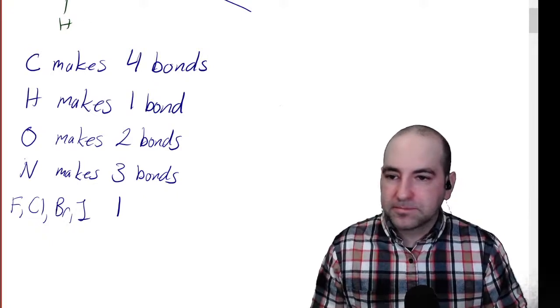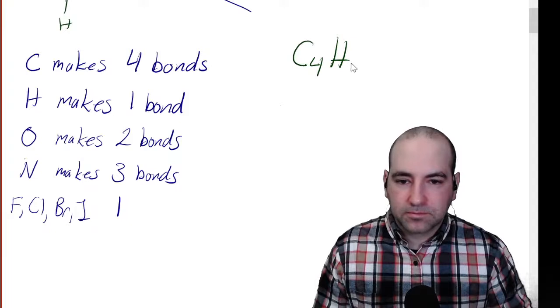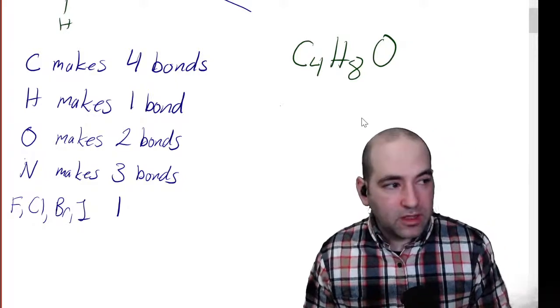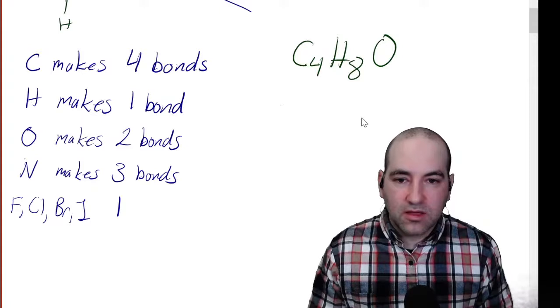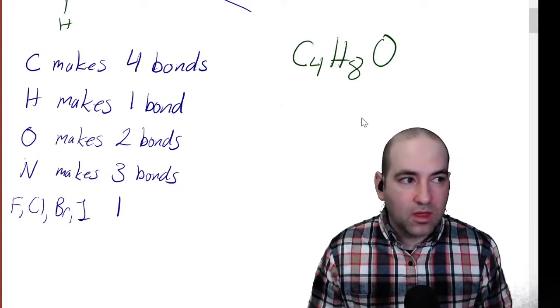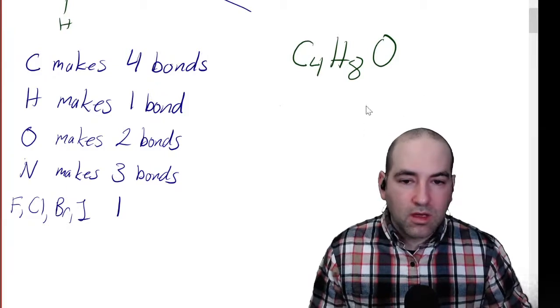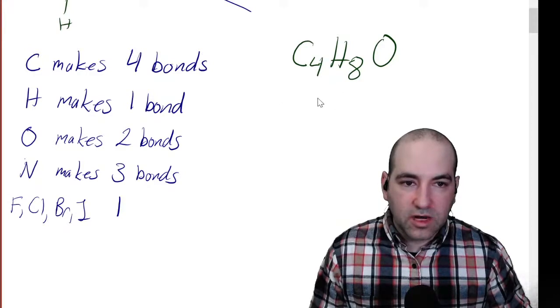So let's use these rules for a little bit more complicated of a structure and see what we can put together here. So let's say we have a molecular formula C4H8O. All right, we want to put this together. So that's our molecular formula. That tells us how many of each type of atom is in the structure. So let's start putting it out.